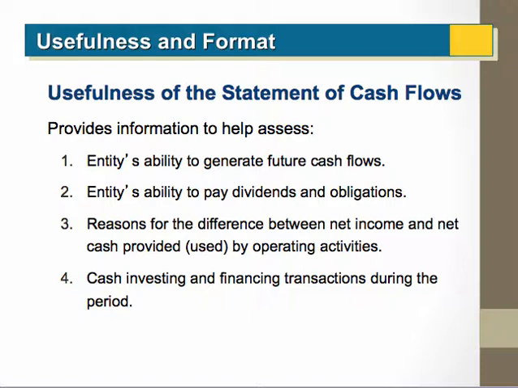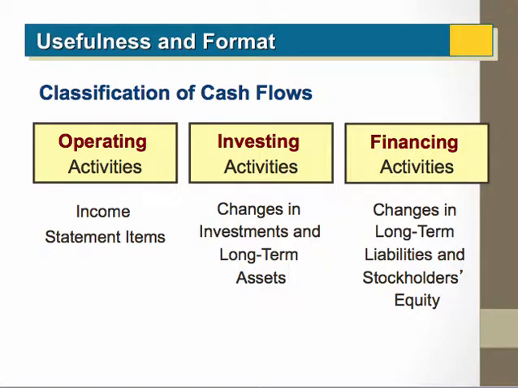Now we also can determine the sources and uses of cash by our investing and financing transactions during the period as well. So in other words, there are three different types of cash flows. They can come from operating activities, investing activities, or financing activities. If you were to look at a balance sheet, you could determine the various areas of the balance sheet that would generate the three different types of cash flows.